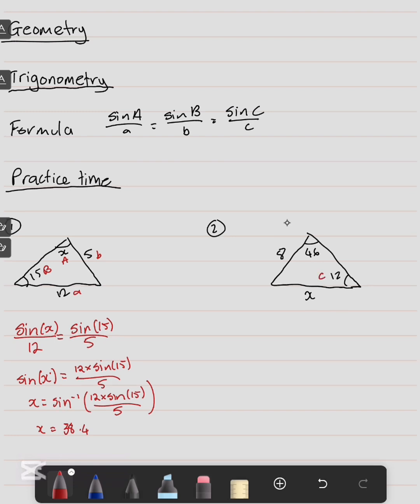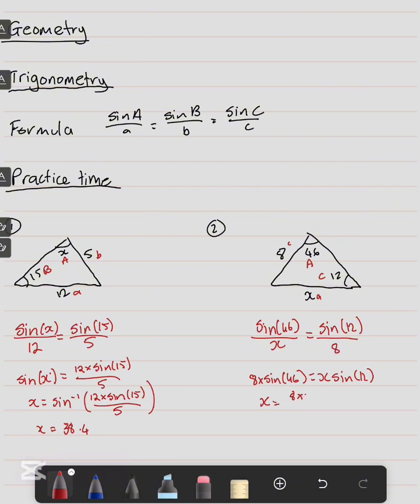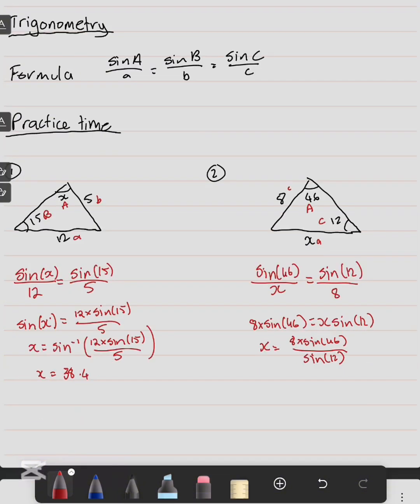On to the second question. We label our sides and I've decided to do different letters, A and C. It doesn't matter because the formula shows that everything is equal to each other. So we plug our values into our formula and we solve normally using algebra. We get 8 times sine of 46 is equal to x sine of 12. We rearrange and we get 8 sine 46 over sine of 12. We plug that into our calculator and we can see that x is equal to 27.7.